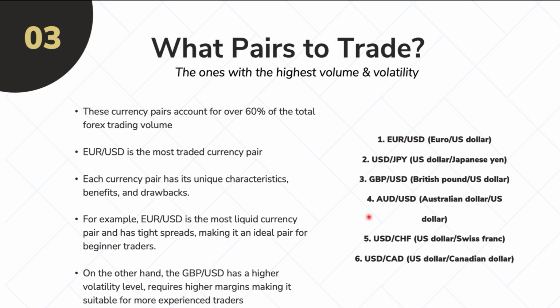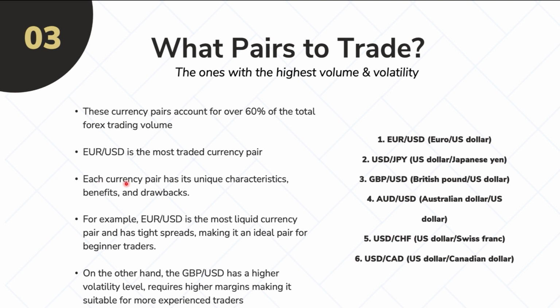And let's go over some ground rules here. The 6 pairs on the right amount to over 60% of the total Forex trading volume. So these are the most popular. And for newer traders, I would recommend to just stick to these 6. Euro US dollar is by far the biggest. USD JPY is also very liquid, very big. These 2 are the biggest. Then GBP US dollar, AUD US dollar, USD CHF, and USD CAD.